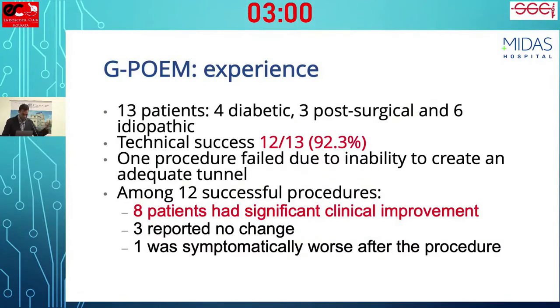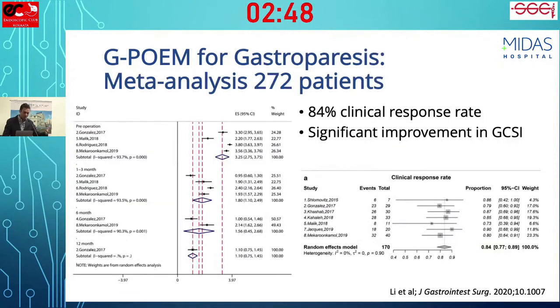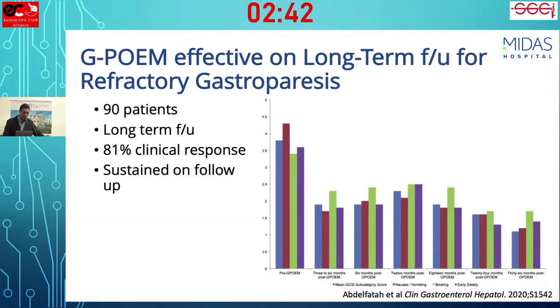So this is my combined experience in the West and in India, about 13 patients. 12 out of 13 we achieved technical success, 8 had significant clinical improvement, and 3 reported no change. So if you look at evidence of gastroparesis, meta-analysis of 272 patients, 84% clinical response rate. In long-term follow-up, after 3 years, 81% response rates in this study.